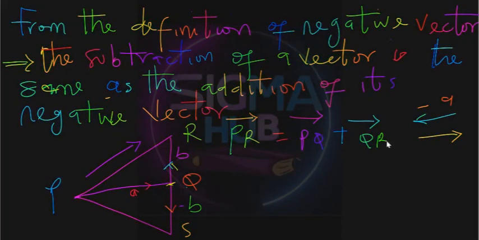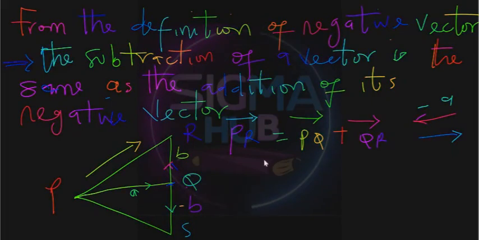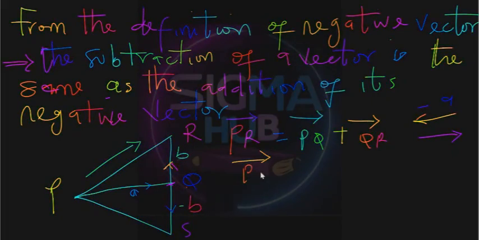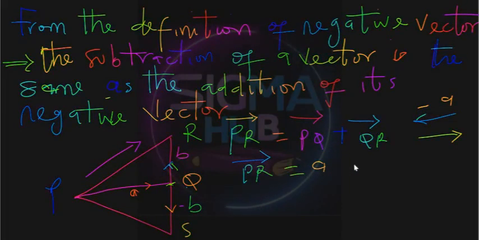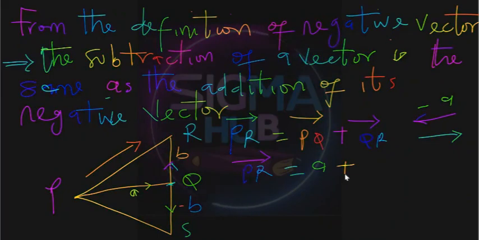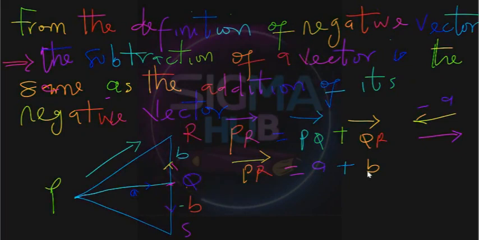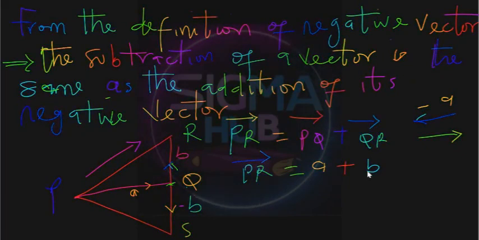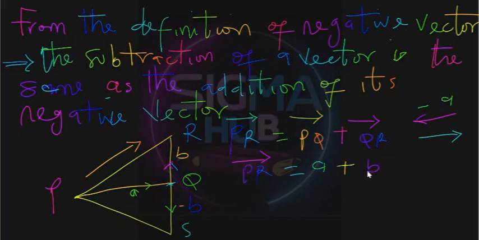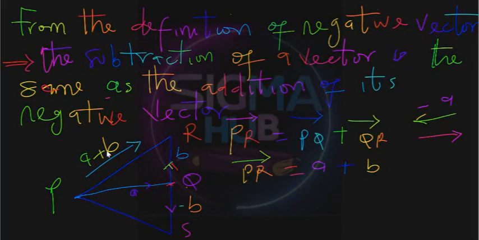And don't forget, PQ has been denoted with A. So that means moving from P to R is the same thing as saying A, then plus QR, which has been denoted with B. Because it's A plus B. Thus, I can equally say my PR, moving from P to R, is A plus B.